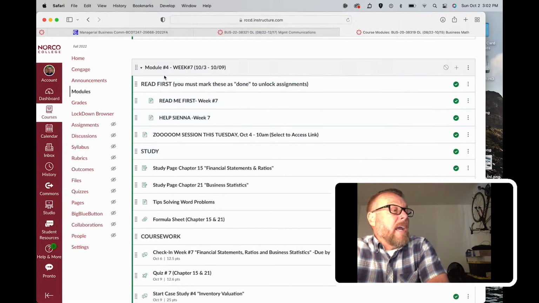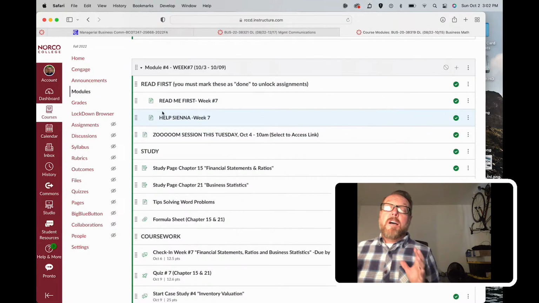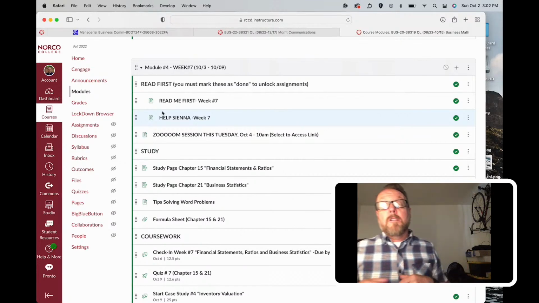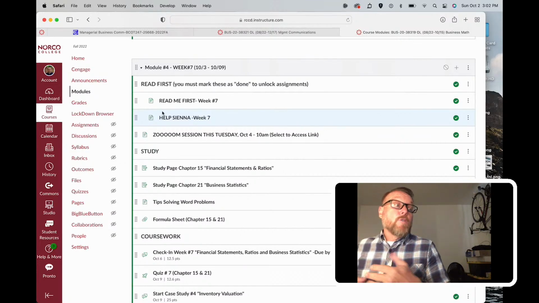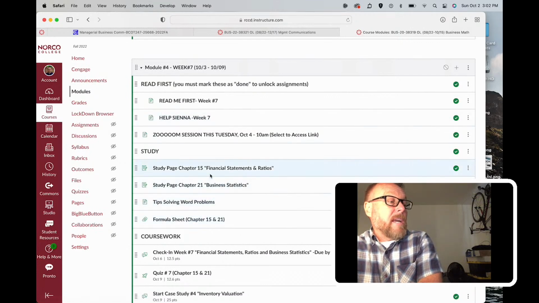But again, I have a read me first file here, folder. You need to read that explains the different chapters and what we're going to be covering. Then there's a help Sienna, so I put it in the context of helping Sienna with her financial statements and being able to read them and understand them. And then, of course, there is a study page for each page.